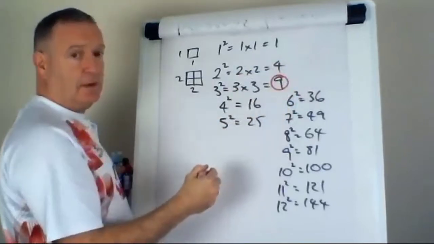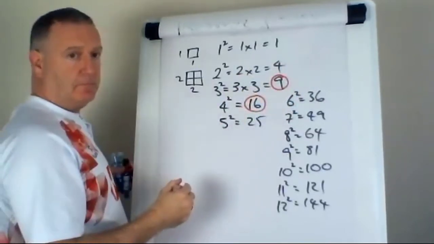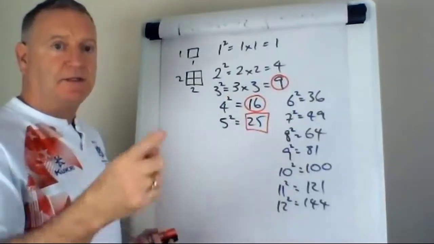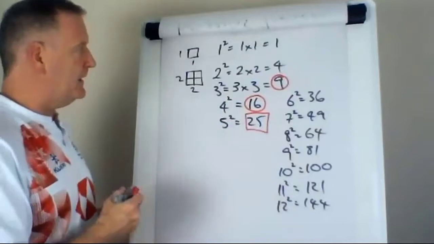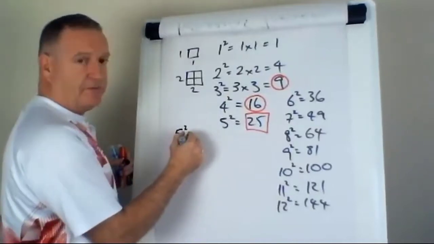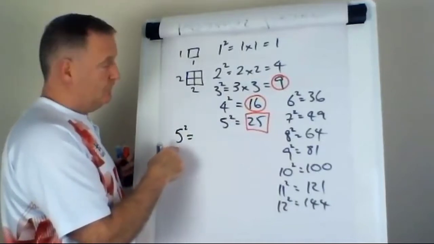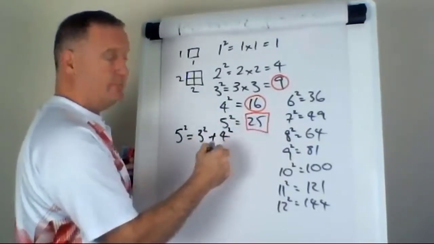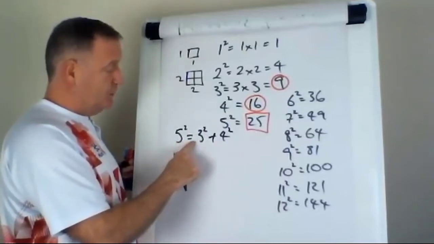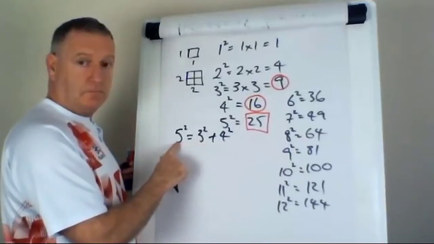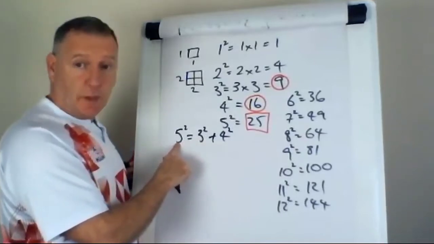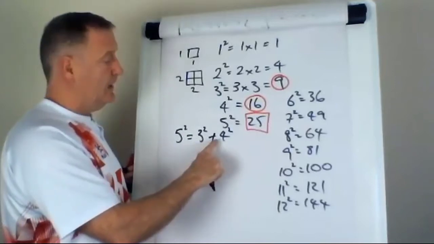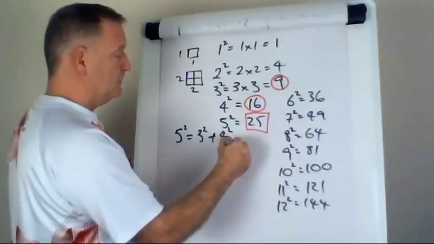9 add 16 is 25. You see that? 9 add 16 is 25, yeah? Oh, so in that case then, 5 squared, 25, equals 3 squared, 9, add 4 squared, 16. 5 squared equals 9 add 16. Your turn. 5 squared equals 25 equals 3 squared 9, add? 16. Yeah, good. Ching, ching. It works.